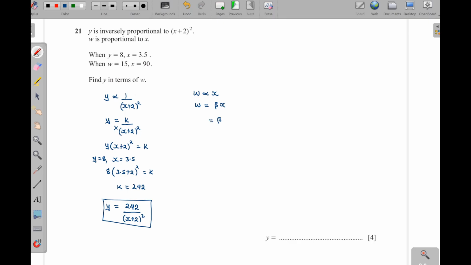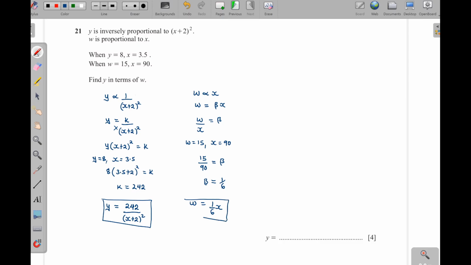Then from here, we need to get the value of beta. So beta shall be equal to w out of x. Then we have w and x connected. So when w is equal to 15, then x is equal to 90. So we have a 15 here, divide by 90, which is the beta. And then our beta here is going to be, 15 goes into 90 6 times, so that will be 1 out of 6. So meaning w shall be equal to 1 out of 6 of x.